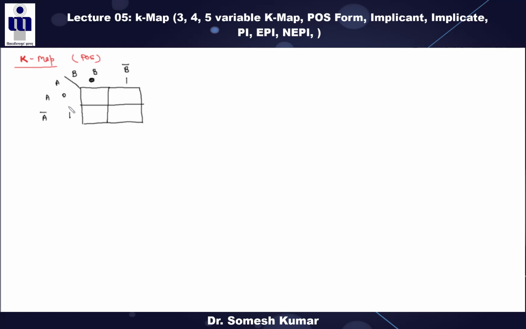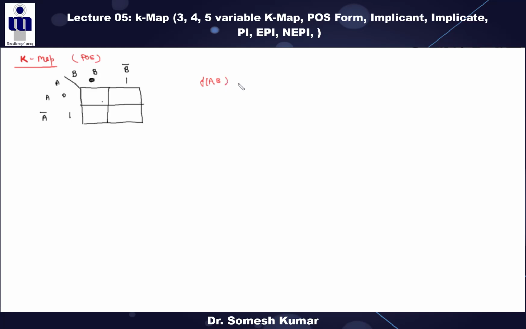And here, if we pair like octets and quads, then we have to take that as a product of sums form. The numbering is the same: 0, 1, 2, 3. If you take other cells like 3 variables or 4 variables, the numbering remains the same. So here we take one particular example. From that example, it should be clear.